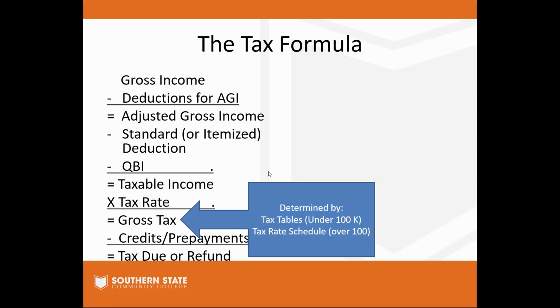Once we have that gross tax amount that we're liable for, we look at the credits and payments that we've made. We subtract those out, and again, as I've said before, that gives you the amount that we have to pay in further or that we get back.